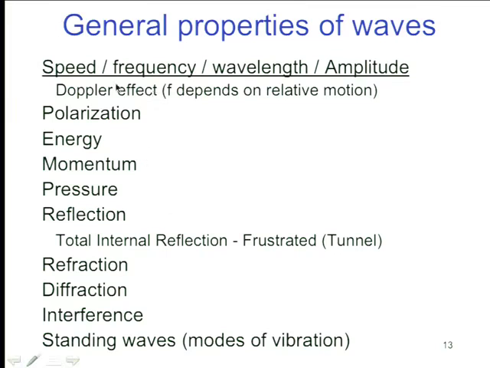For example, the wave has a speed, namely how fast the crests move across space. It has what's called frequency, wavelength, and amplitude. And there's a Doppler effect, where the frequency will depend on the relative motion of the source of the sound and the observer of the sound. The Doppler effect is familiar, apparently, to all of you. The waves will have polarization, they'll carry energy, they'll carry momentum, they'll exert pressure, they reflect off things. As I pointed out, we mostly live in reflected light.